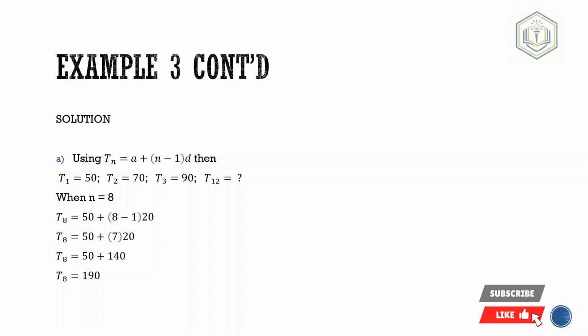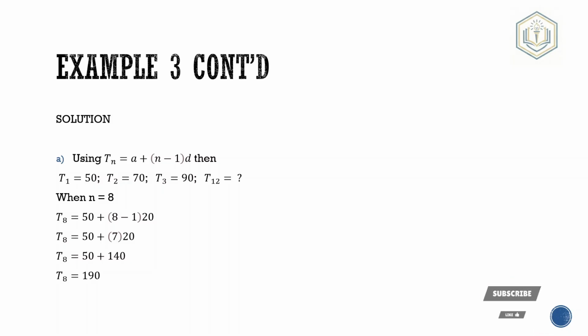Then look at it. What we have in the question is our first term, which is 50, the second term, which is 70, the third term, which is 90. So if we want to get the 8th term, now that 8th term, T subscript 8 equals 50 plus 8 minus 1, close the bracket, times 20. So if you have that, that will be 50 plus 8 minus 1 is 7. Then 7 times 20, that's 140. 140 plus 50, that's 190.